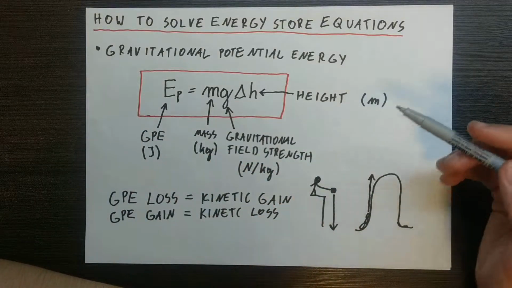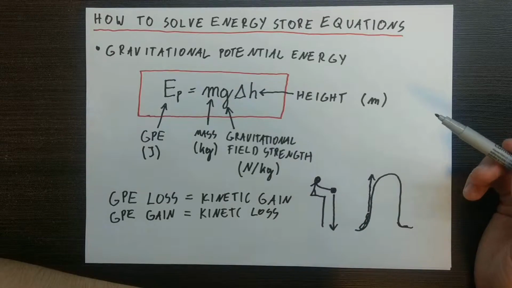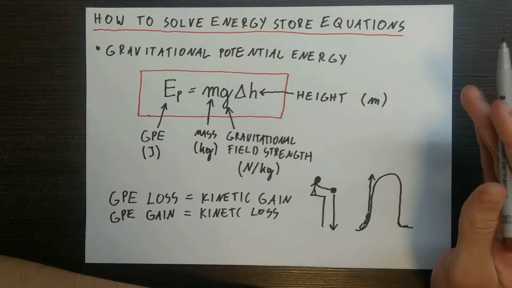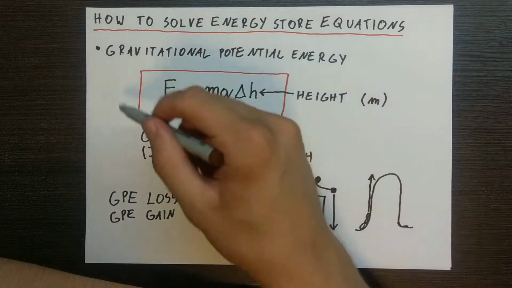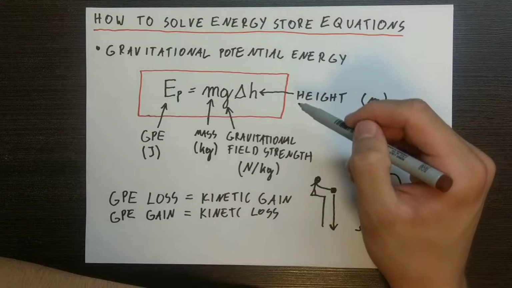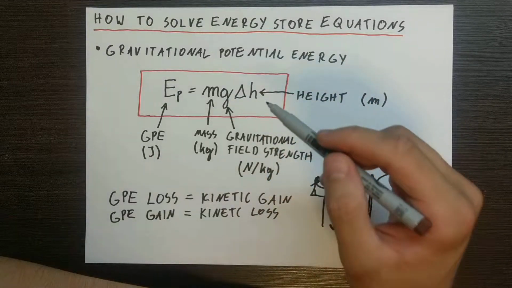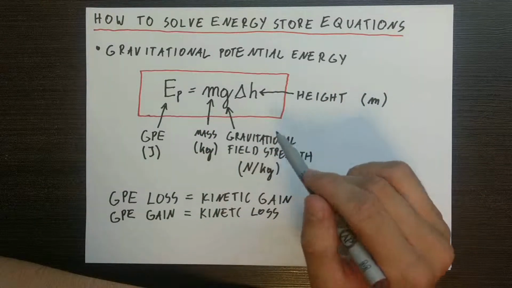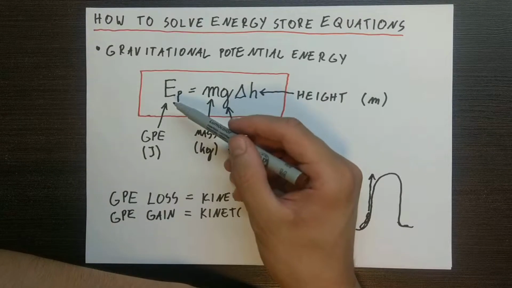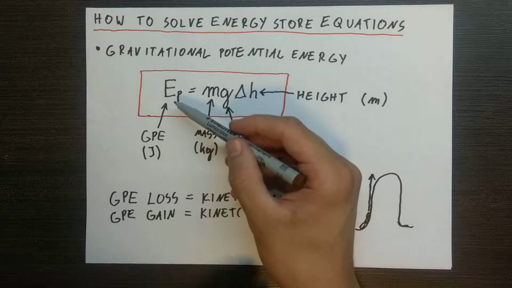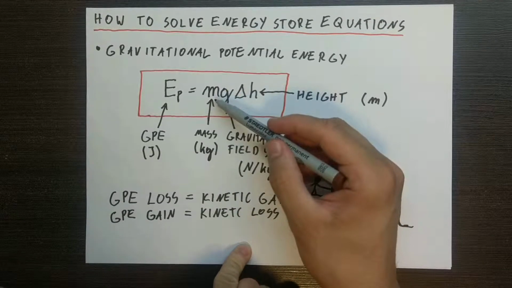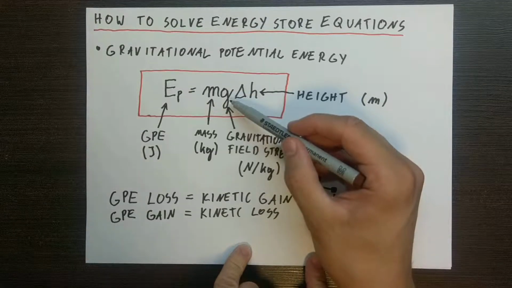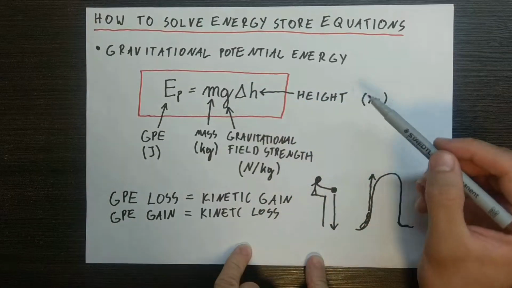So, first of all, we have gravitational potential energy. We need to know how to calculate the gravitational potential energy stores. Long story short, this is the equation that shows us how much gravitational potential energy we have stored. So what does this equation look like? Here we have gravitational potential energy. Here we have the mass of the object in question. Here we have gravitational field strength. And here we have height.